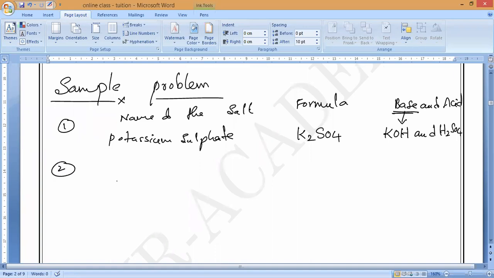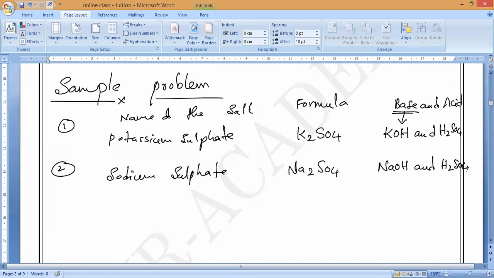Next, second one, sodium sulphate. Na2SO4. Base: sodium hydroxide, NaOH, and acid: sulfuric acid, H2SO4. Everybody start doing.